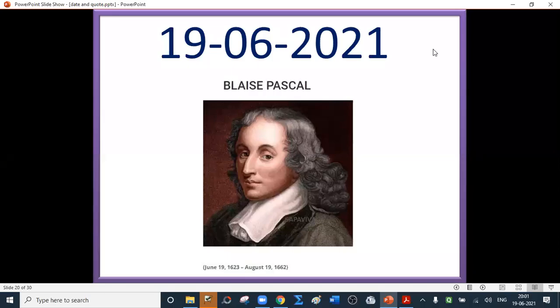Good evening. You can see a picture of Pascal, because on this day in 1662 he was born, and you must have heard about Pascal's triangle, right? We use that for obtaining coefficients in the binomial theorem. Those who know about the coefficients of the binomial theorem must be knowing this. So this is about Pascal.